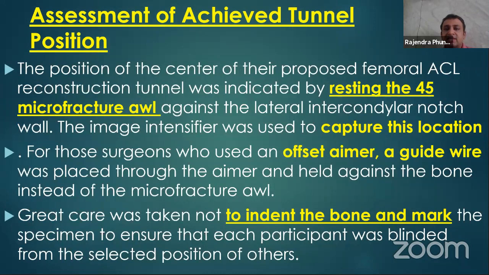The position of the center of their proposed femoral ACL reconstruction tunnel was indicated by resting a 45-degree microfracture awl against the lateral intercondylar notch wall, and then the image intensifier was used to capture that location. For those surgeons who were using an offset aimer, a guide wire tip was placed through the aimer and held against the bone instead of the microfracture awl. Great care was taken not to indent the bone and mark the specimen, to ensure that each participant was blinded from the selected position of others.